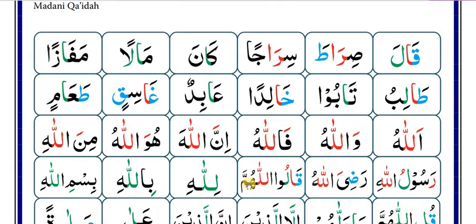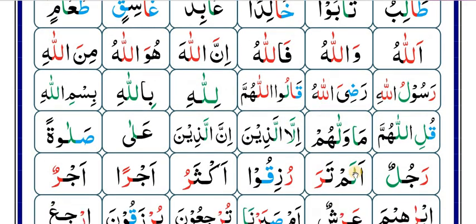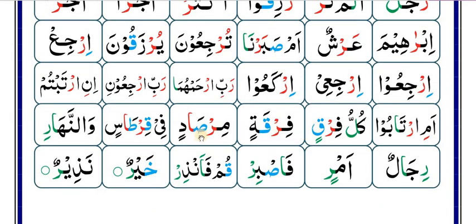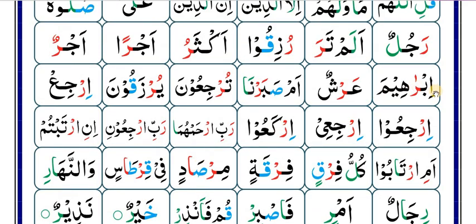So, first condition: if the ra has a zabar or pesh, this ra will be read in a thick voice. This ra has a zabar, thick voice. This ra has a pesh, thick voice. This ra has a double zabar. This ra has a double pesh. So we will read in a thick voice. Next, if the ra has a vertical zabar, let me find the example. Yes, this ra has a vertical zabar, so you will read this ra in a thick voice.